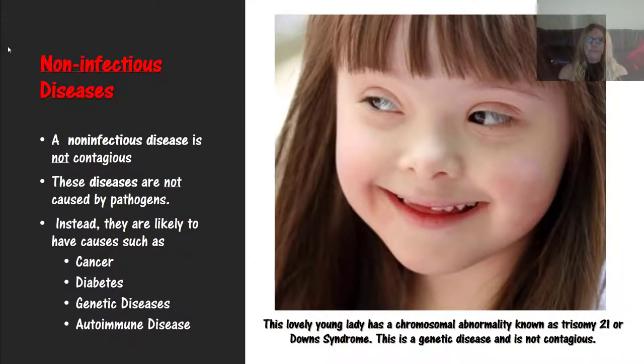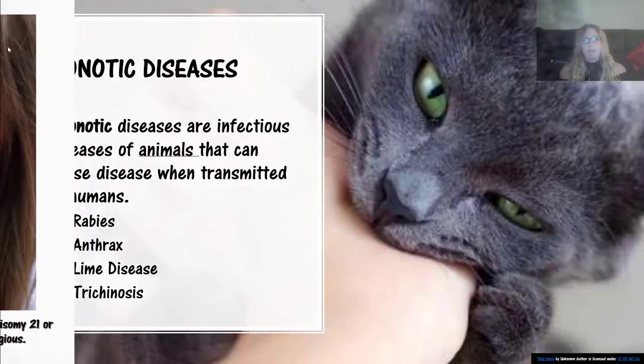Now, there are also non-infectious diseases. Non-infectious diseases are not contagious. These diseases are not caused by pathogens. Instead, they're likely to have causes such as cancer, diabetes, genetic diseases, autoimmune diseases, and there are many more not listed here. The picture shown here is of a lovely young lady that has trisomy 21, which is a chromosomal abnormality, otherwise commonly known as Down syndrome, which is a genetic disease and, of course, is non-infectious and not contagious.